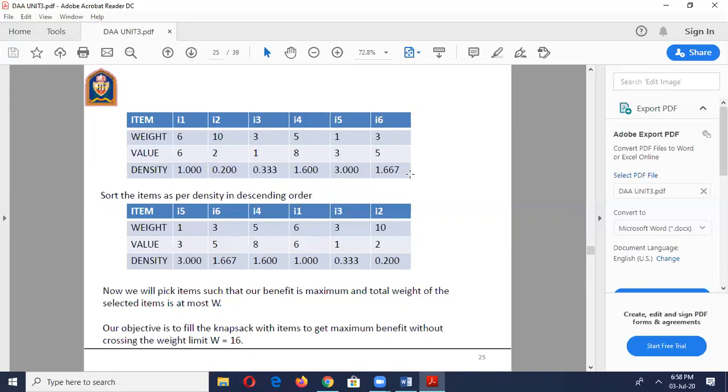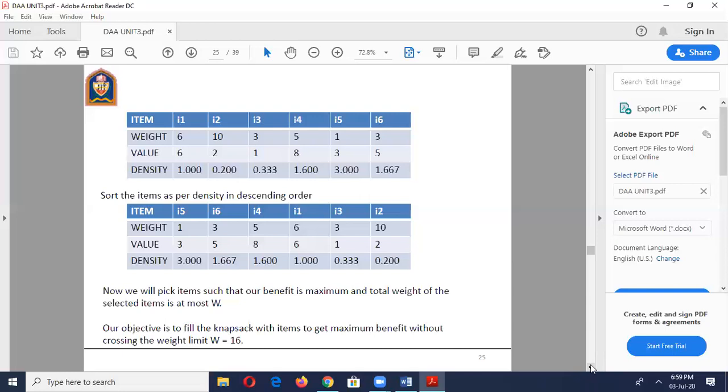As per the density, we have to sort them in decreasing order. So we get item number 5 as the first one, item number 6 as the second one, item number 4 as the third one, item number 1 as the fourth one, item number 3 as the fifth one, and item number 2 as the sixth one. So we have sorted in this order.